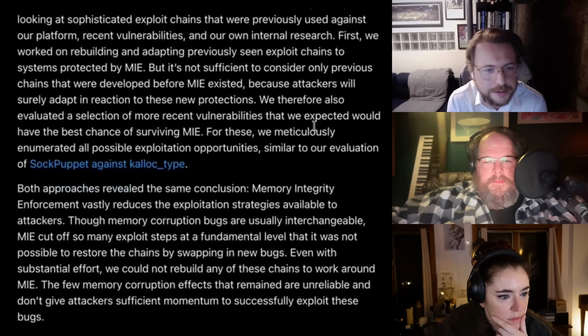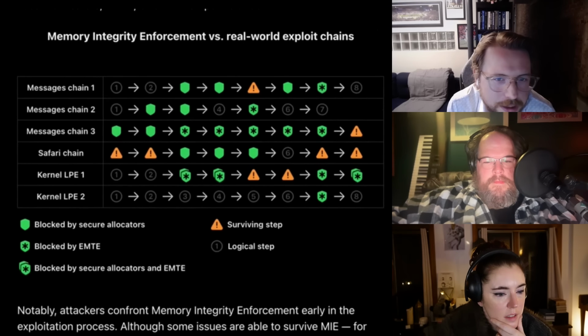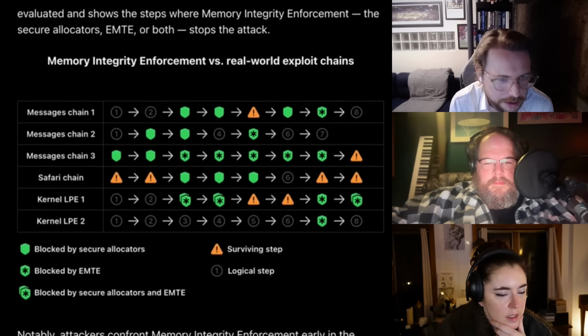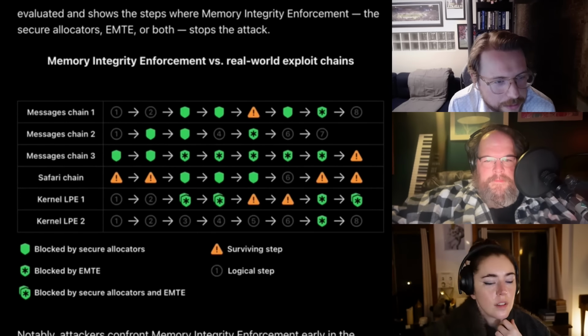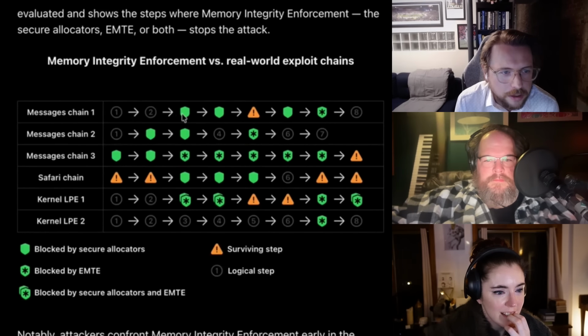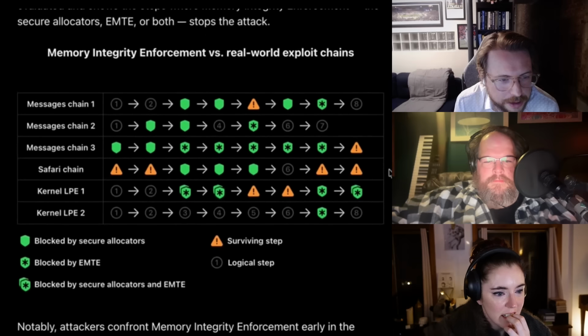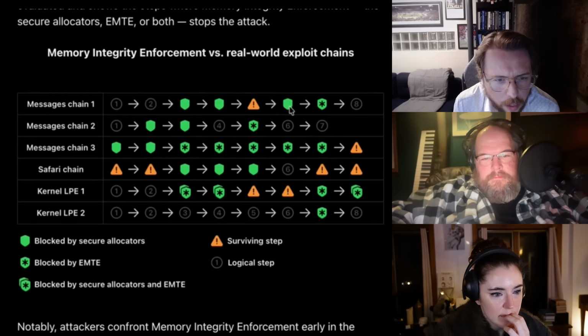But why don't they have a diagram or a table further down describing how it breaks various real-world exploit chains. I have a big diagram here for three iMessage chains, a Safari chain, and some kernel stuff, showing where it gets either blocked by a secure allocator, or blocked by EMTE, or somehow blocked by both. That's nice.